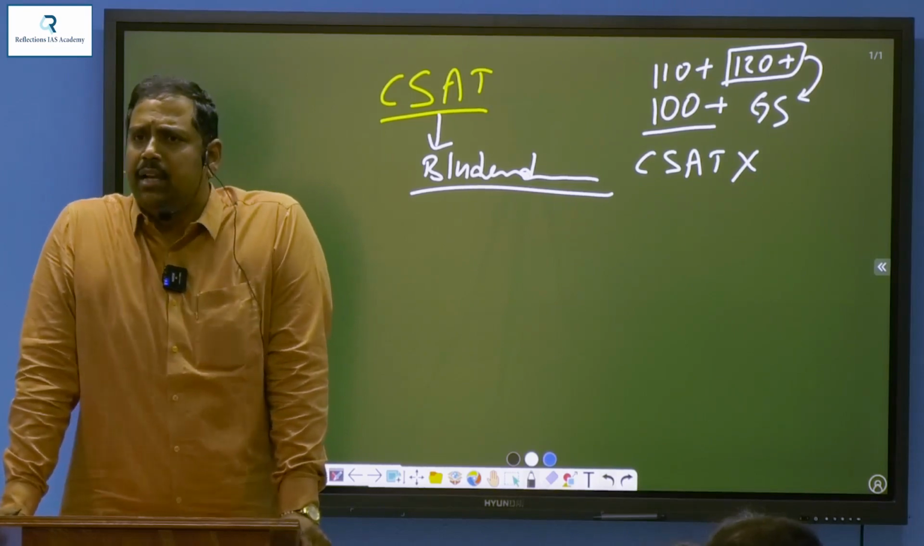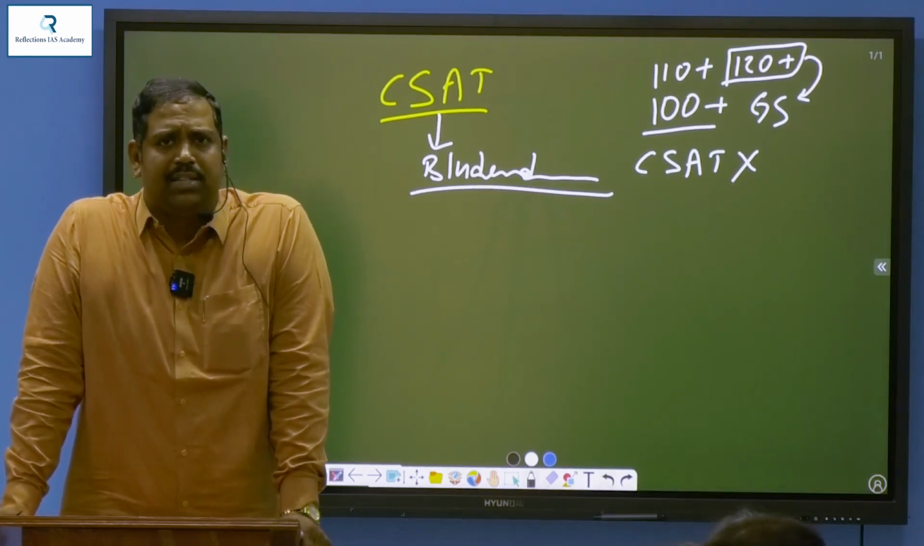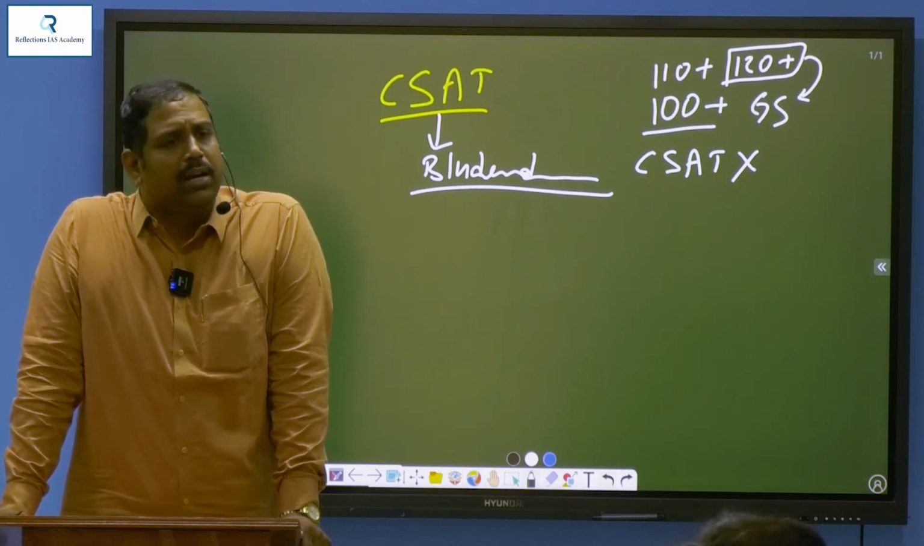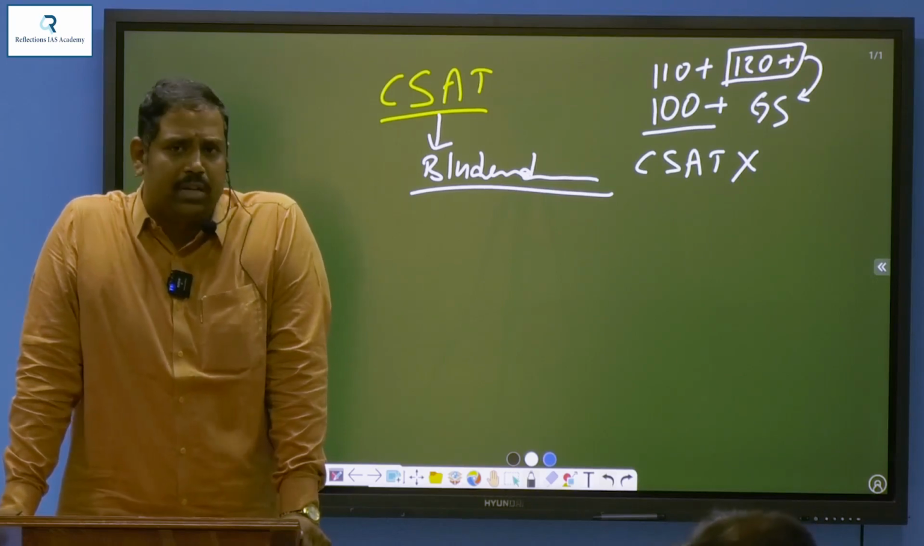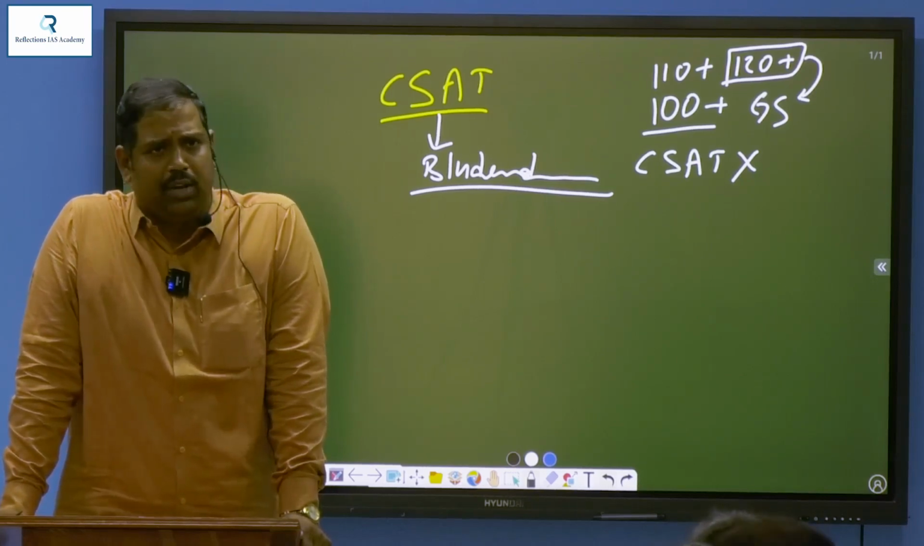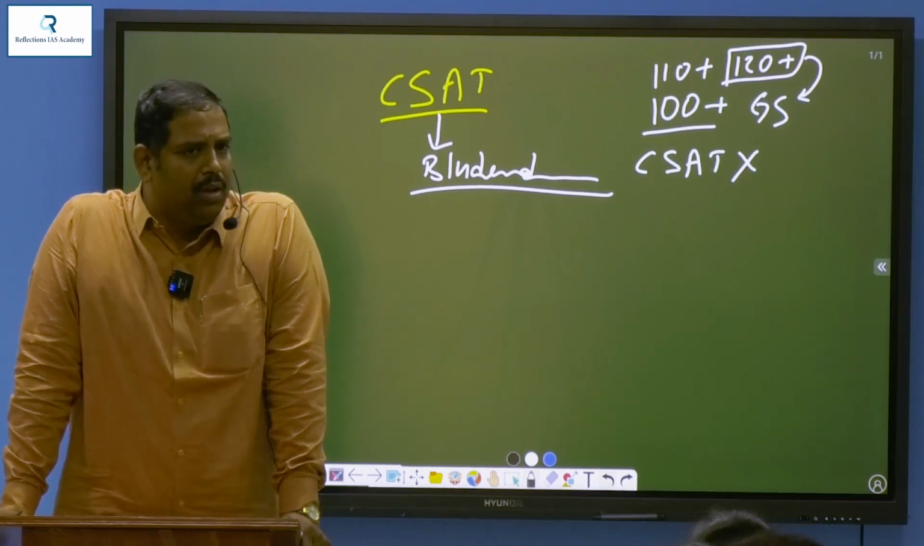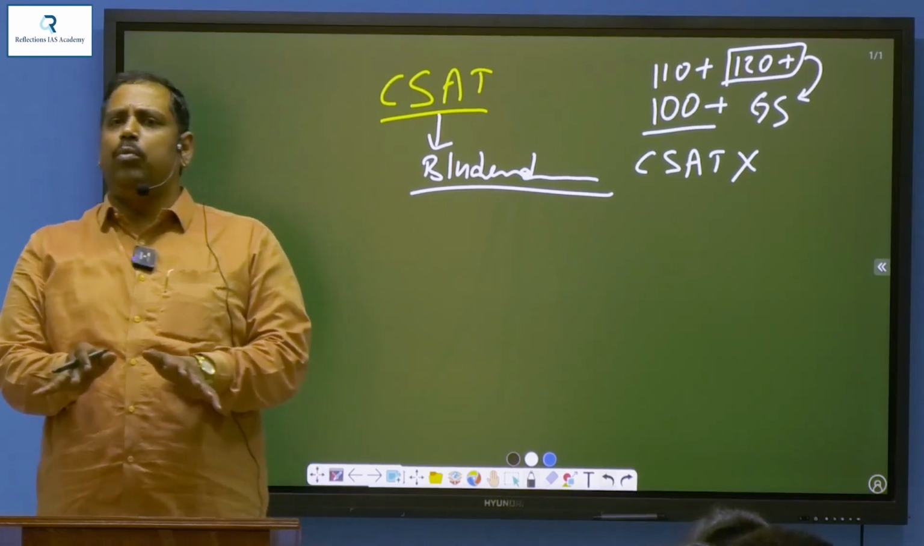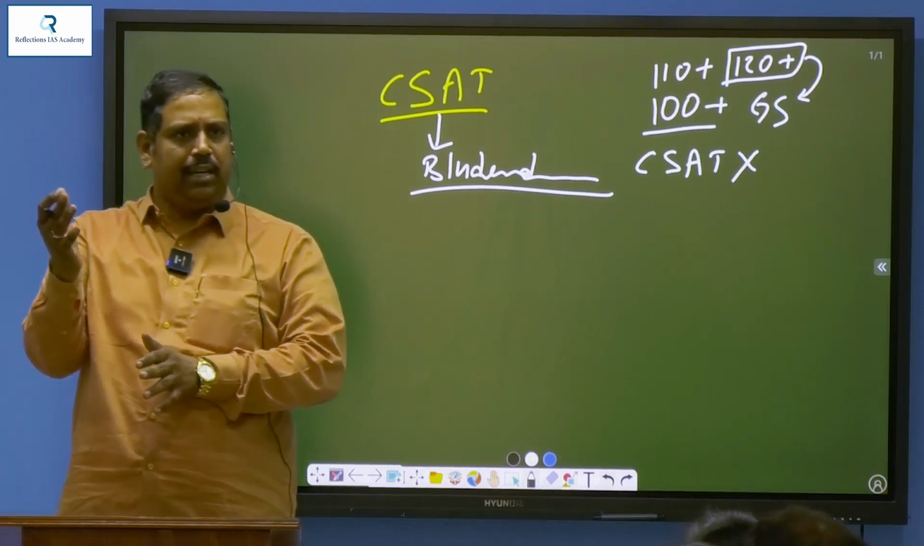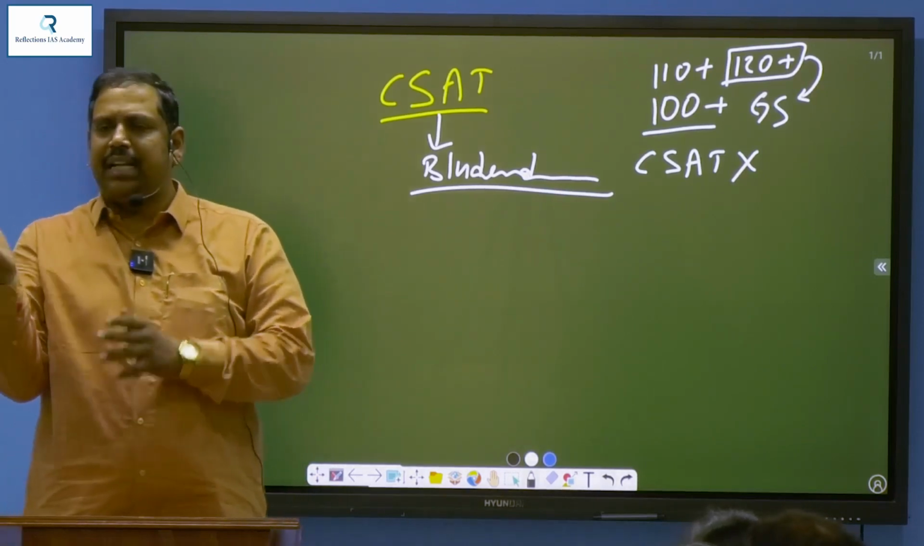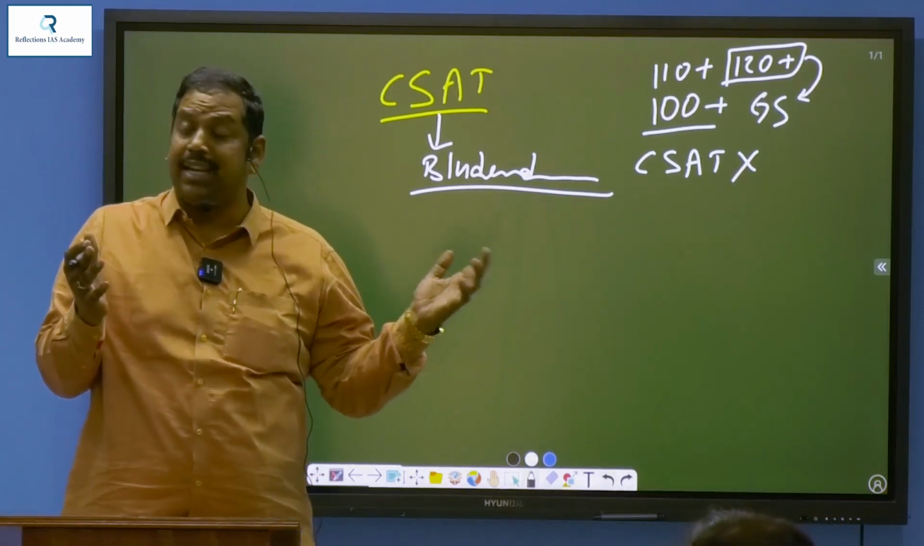If you ask any Group faculty or SI constable faculty, they will say prepare ratios, ages, partnership, averages. Then go to mixed allegation, then time and work, then mensuration. This is the priority they will say. In general, we have Banks, SSC and Railways as one aspect. The other aspect is Groups and SI constable.